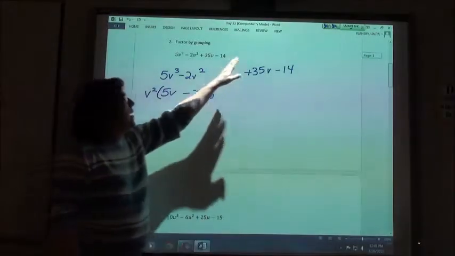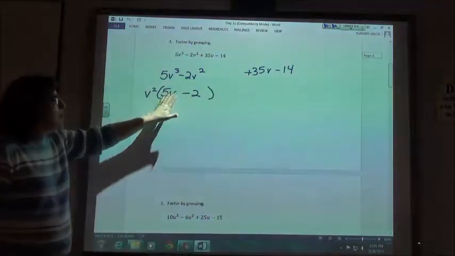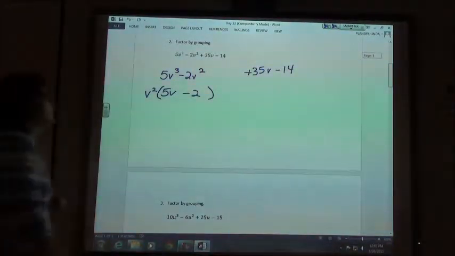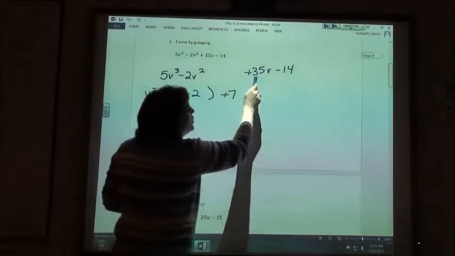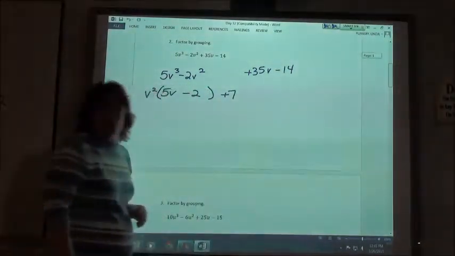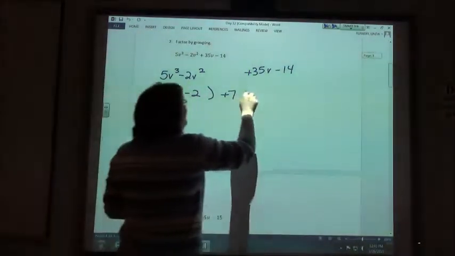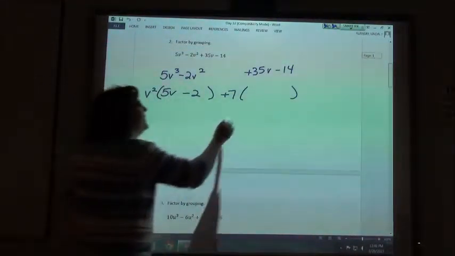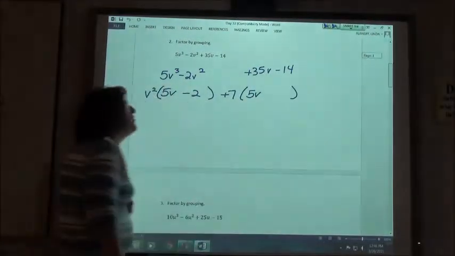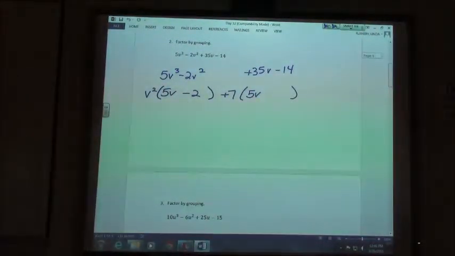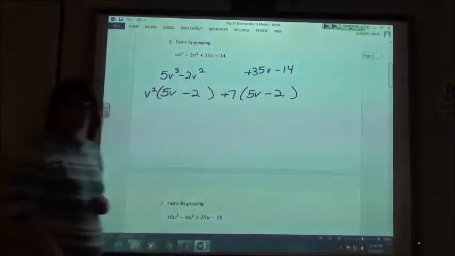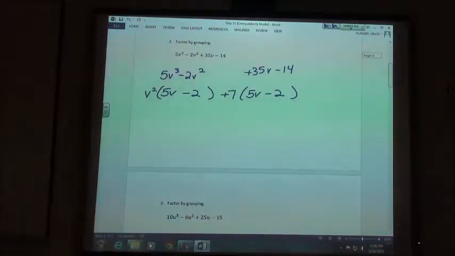My other two terms, plus 35v minus 14. So I have a 35v, I know I want to get a 5v, I'm going to divide that by 7, positive 7. Or just look, what is the greatest common factor of 35 and 14? It's a 7. So 35v divided by 7 is 5v. Negative 14 divided by 7 is minus 2. So the two things in the parentheses should be exactly the same.